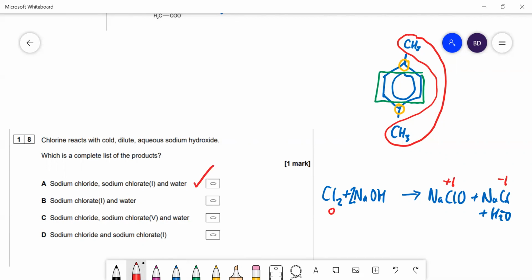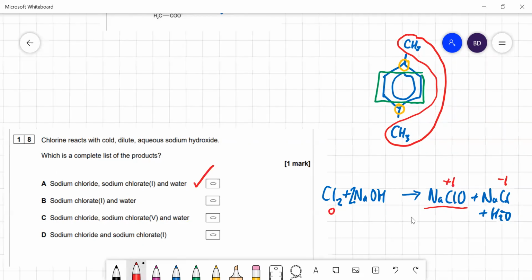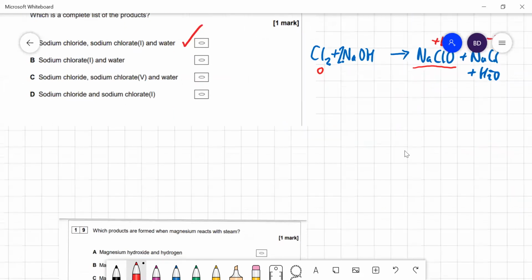And that's sodium chlorate(I), because the oxidation number of chlorine there is 1. It's not sodium chlorate(V). Okay. 19.